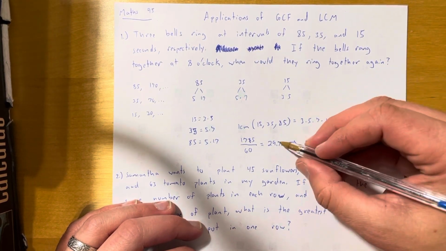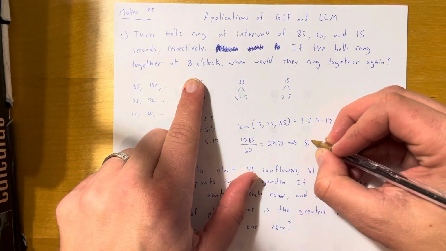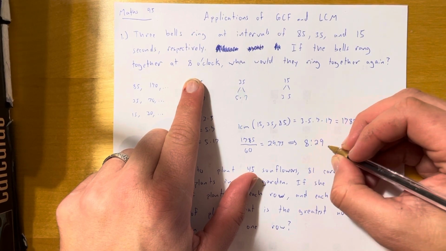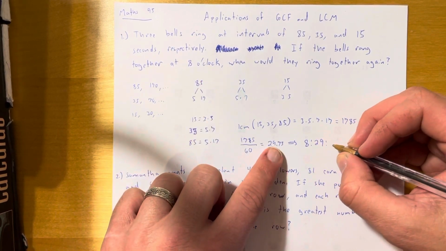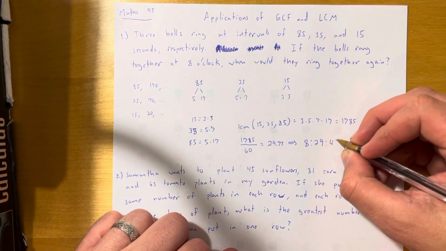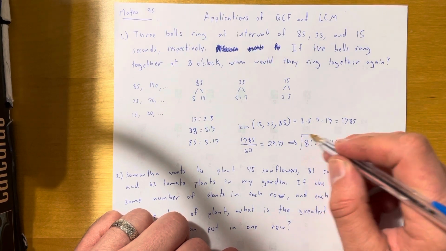Well, we know that it's 29 and 3/4 minutes after 8 o'clock, so that would be 8:29, because it's 29 minutes, and 3/4 of a minute is 45 seconds. So that would be 45 seconds. We could write that this way: 8:29 and 45 seconds.